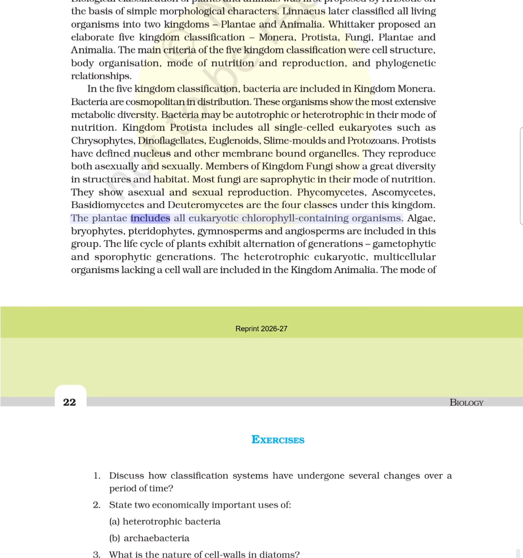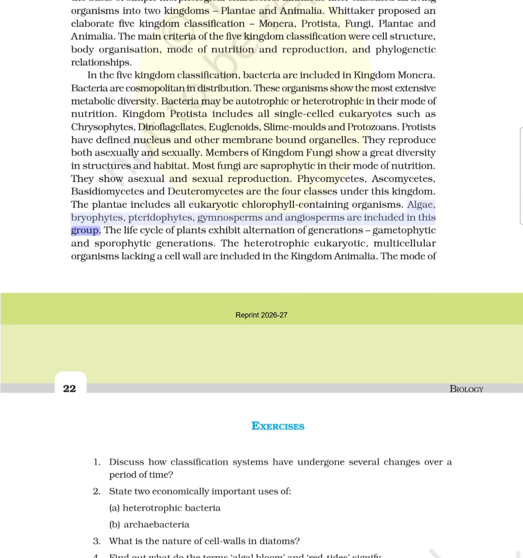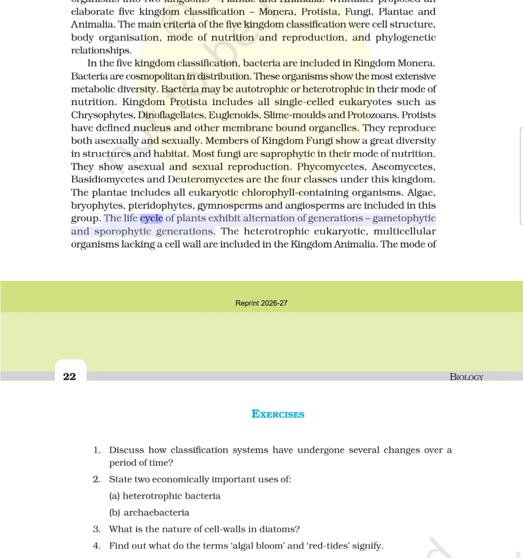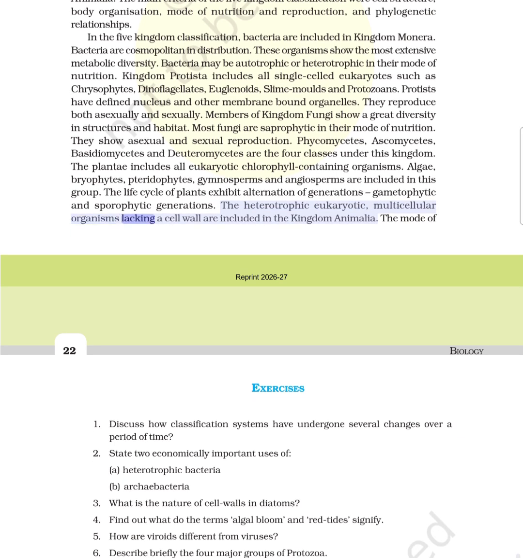The Plantae includes all eukaryotic chlorophyll-containing organisms. Algae, bryophytes, pteridophytes, gymnosperms and angiosperms are included in this group. The life cycle of plants exhibits alternation of generations, gametophytic and sporophytic generations. The heterotrophic eukaryotic, multicellular organisms lacking a cell wall are included in the kingdom Animalia.